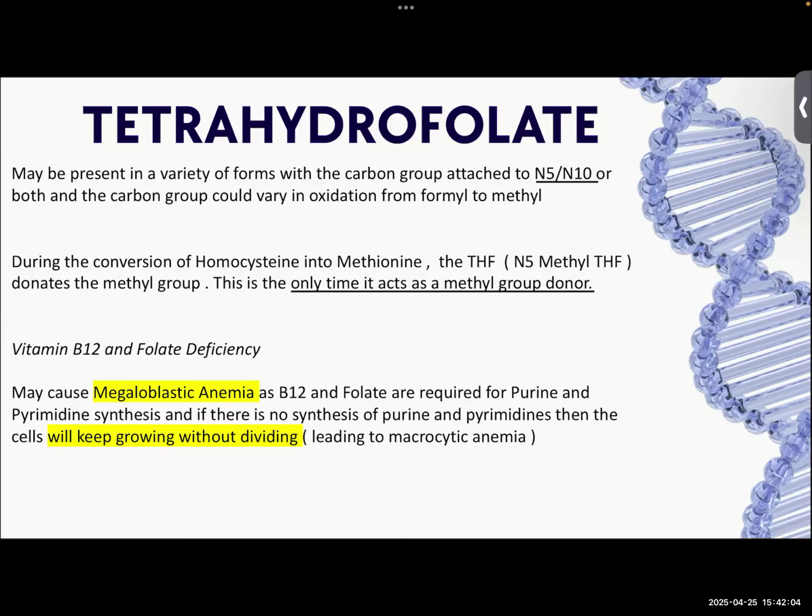Now, what happens if you have a B12 deficiency or a folate deficiency? It can cause megaloblastic anemia. And why? It's because B12 and folate are required for purine and pyrimidine synthesis. This is one of your next lectures.